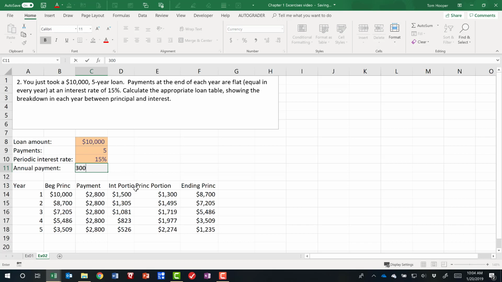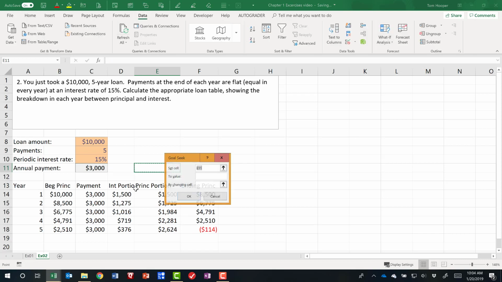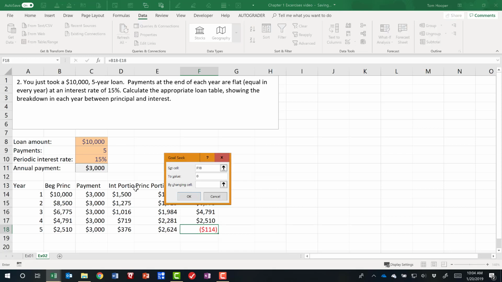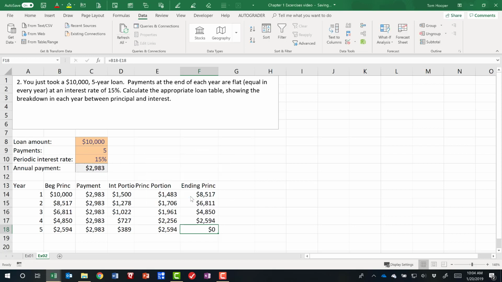You probably don't like sitting through this, so oops. We could just go to GoalSeek, Alt-AWG. Let's actually get on this cell first, Alt-AWG, and set that cell equal to 0 by changing our payment amount. And we find that the payment that gets the loan paid off in 5 years is $2,983 and some change.